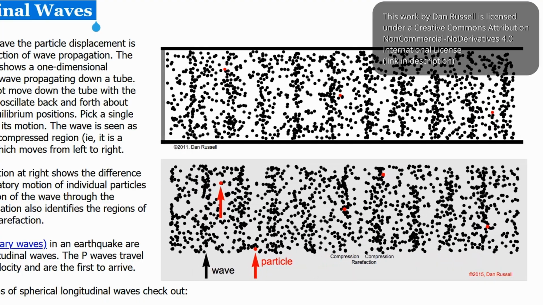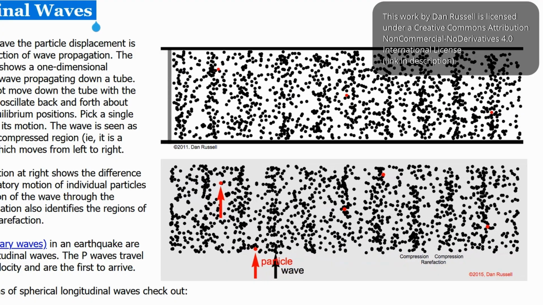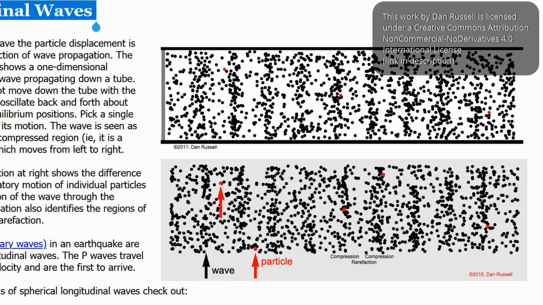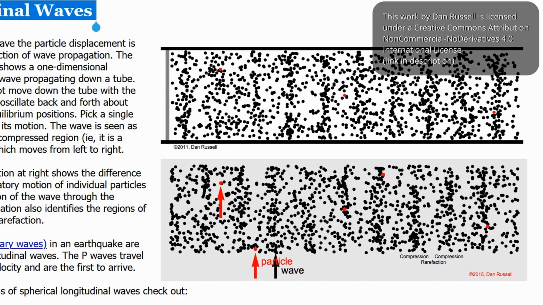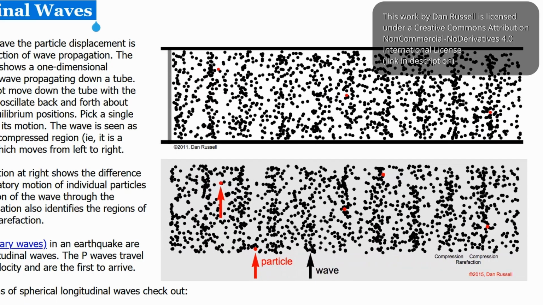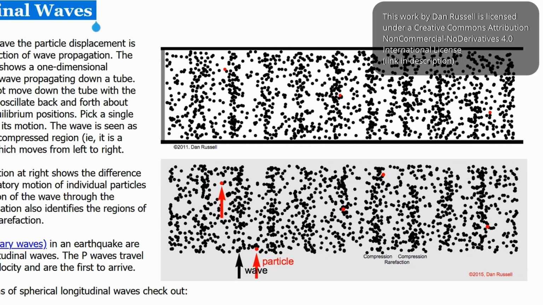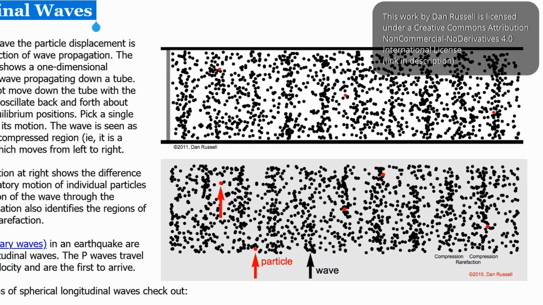You also notice here that the gas molecules will compress and expand depending on whether the wave is at a crest or a trough. If we're at the crest of a wave, the molecules will bunch up together. If we're at the trough of a wave, all the molecules move apart.